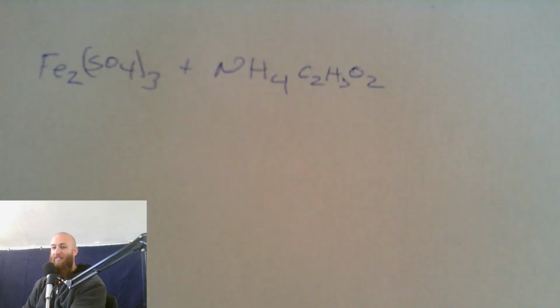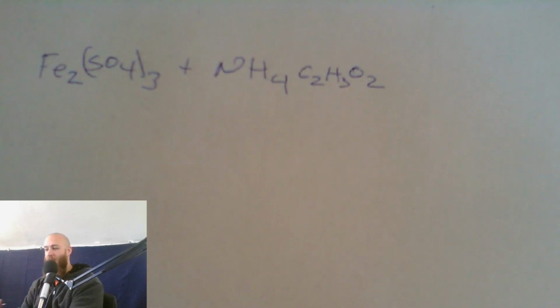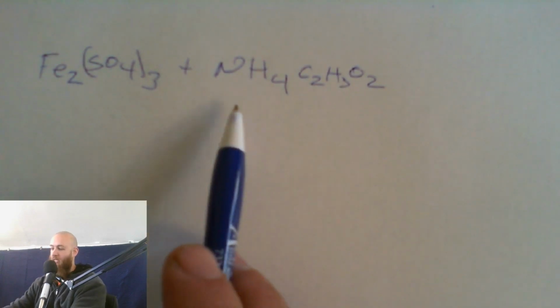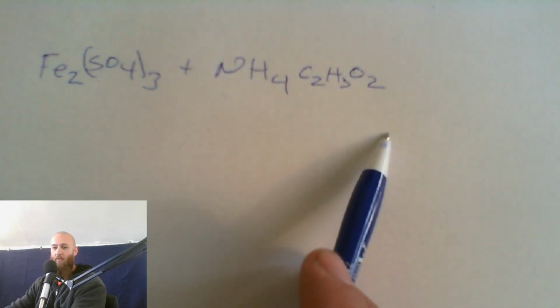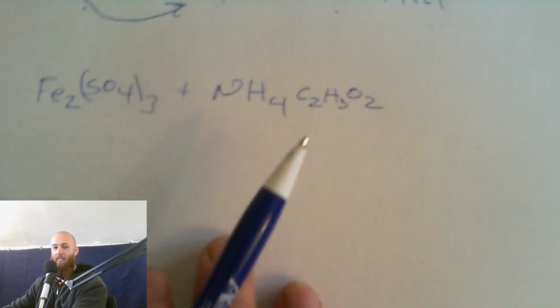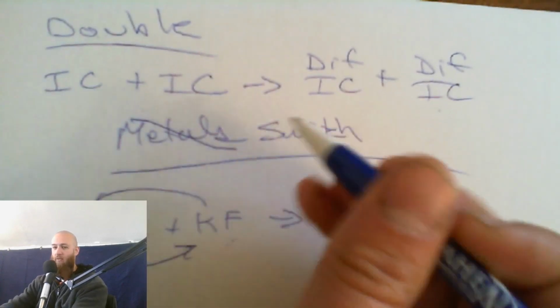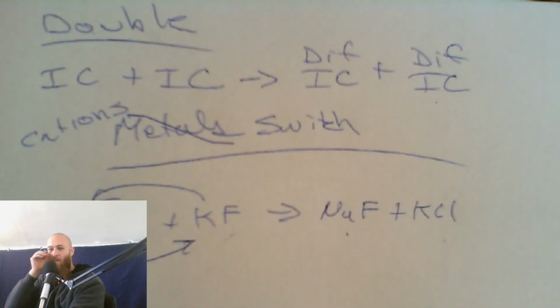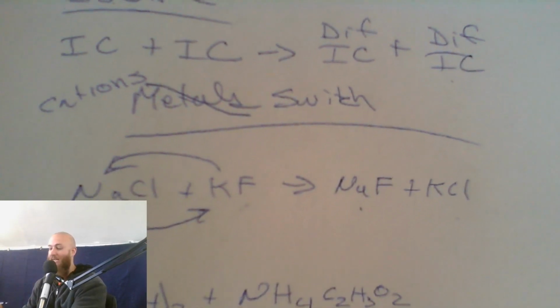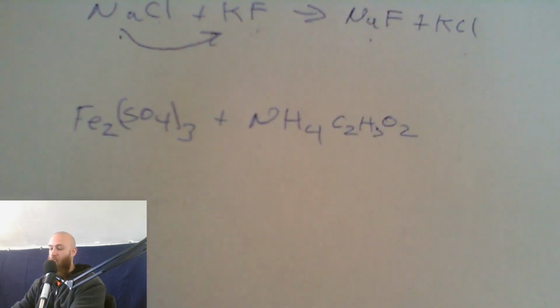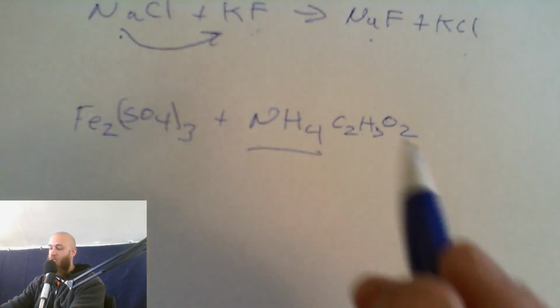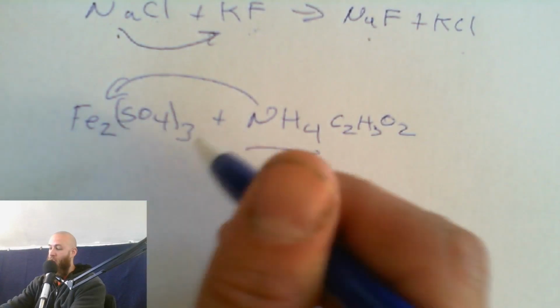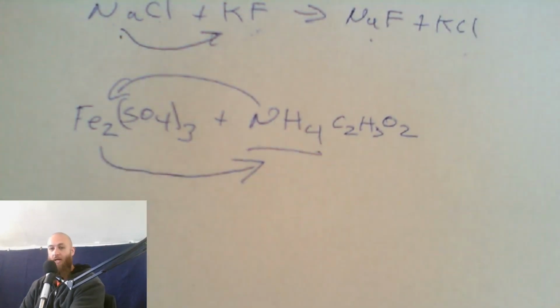Okay? Now, this is almost a trick, but it's really not. In singles and doubles, I was saying that metals switch places. But in this one here, there is actually no real metal. So what I should be saying is not metals switch places, but cations switch places. You remember that word? Positive ion. So the positive ion in this one is ammonium. So ammonium is going to swap and switch places with iron.